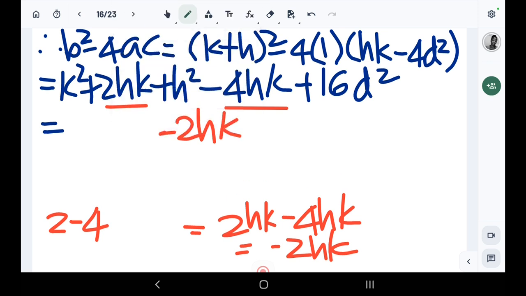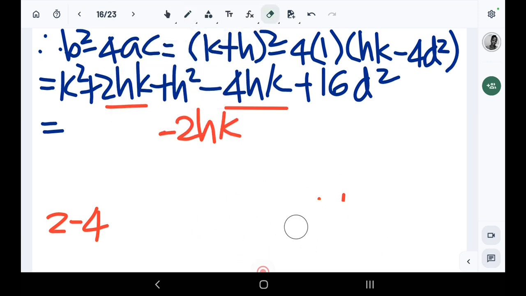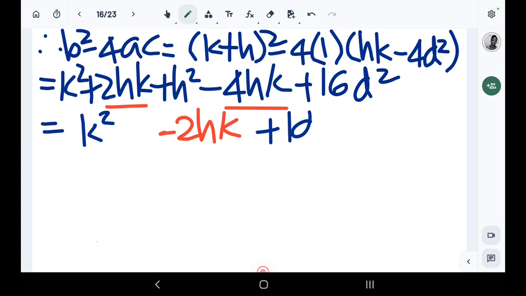Negative 2HK. Then we start with K squared minus 2HK and then plus 16D squared plus H squared, sorry. Let's not forget the H squared, plus 16D squared. This can be a little messy, just keep your concentration at its peak.